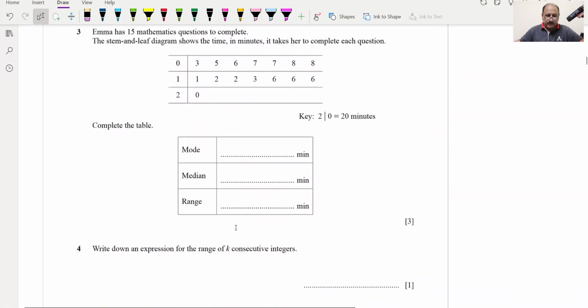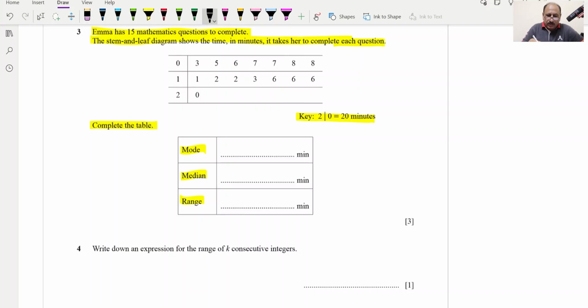Now question 3 is stem and leaf diagram. Emma has 15 mathematics questions to complete. The stem and leaf diagram shows the time in minutes it takes her to complete each question. The key is 2, 1 is equal to 20 minutes, and we have to complete the table. So we have to write the mode, median and range.